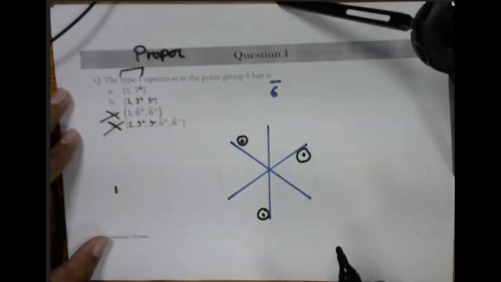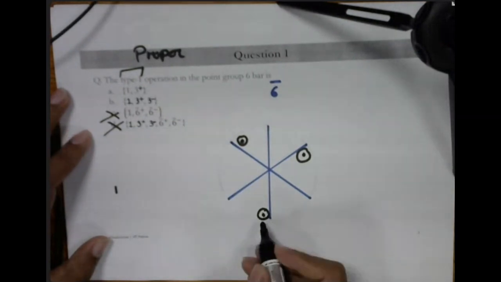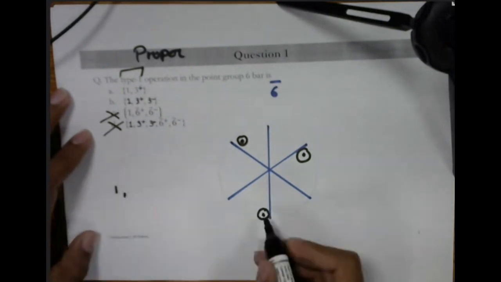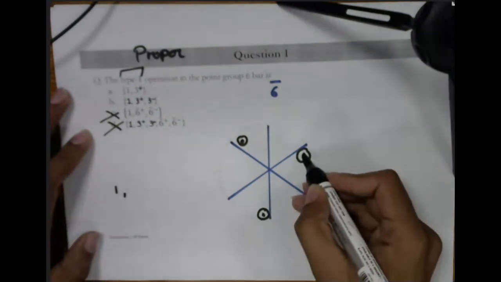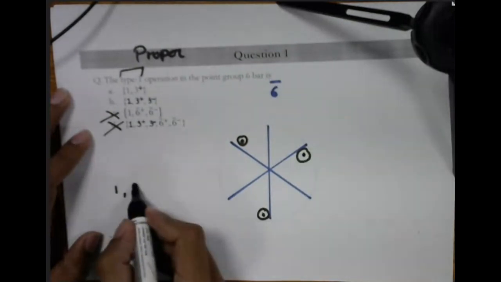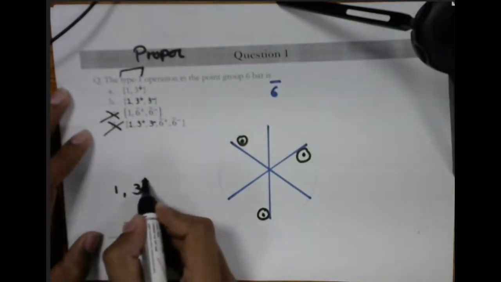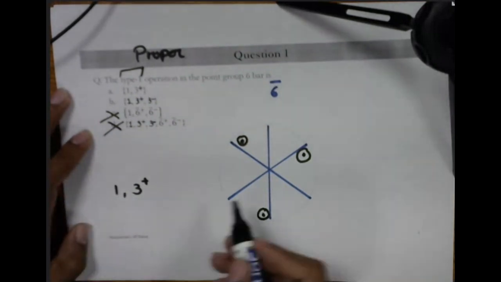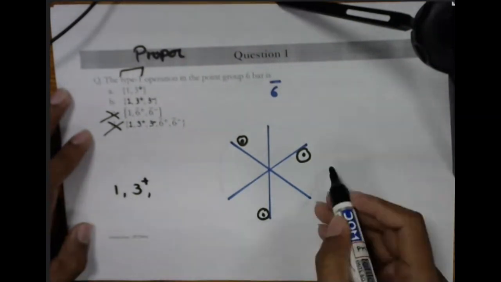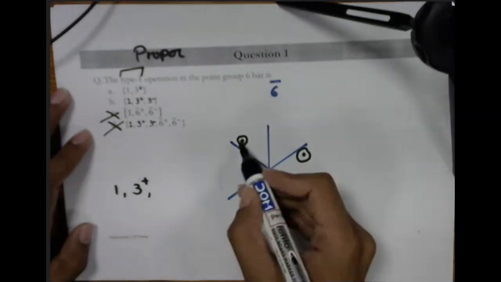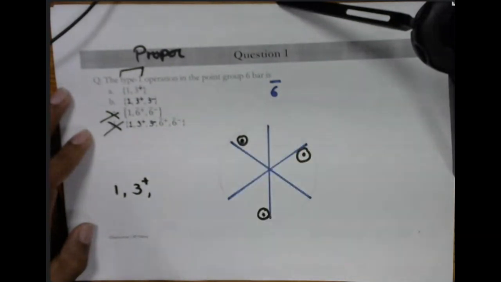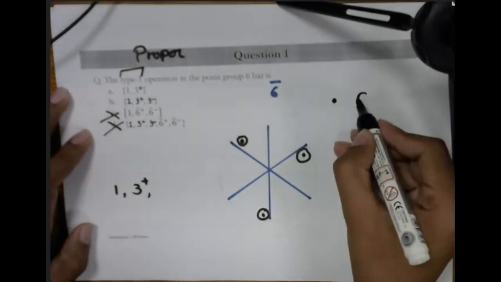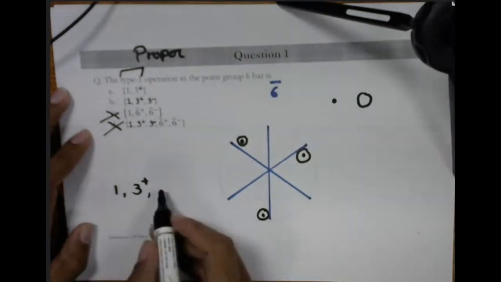So let's write. First point we will get by 1-fold rotation. Second point, if we only talk about the dots, we will get it by 3-fold rotation, in the anti-clockwise manner, 3 plus. Third point, the one which is above, we will use this for the above point and this for the below point, and we will get it by 3 bar.